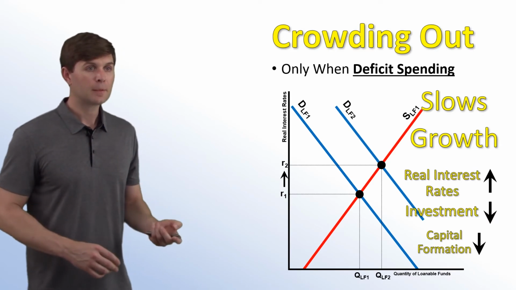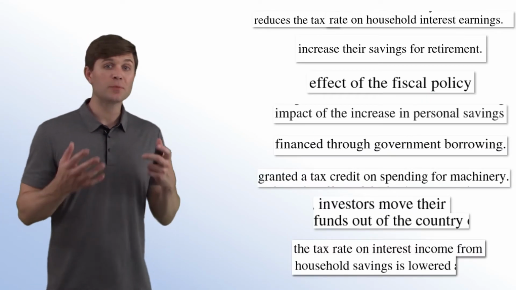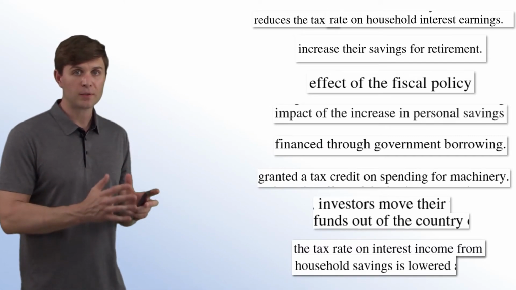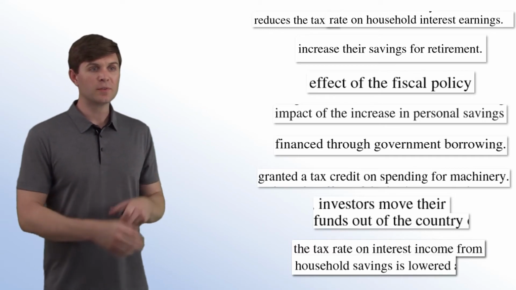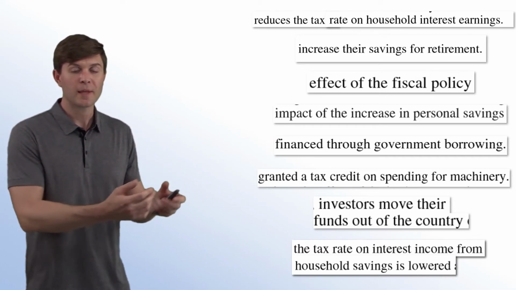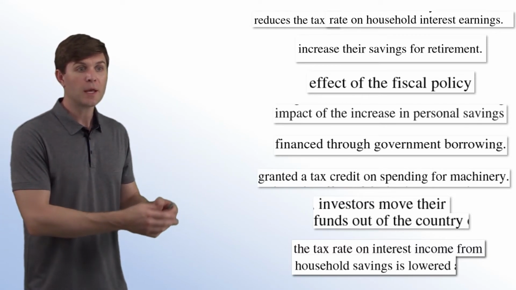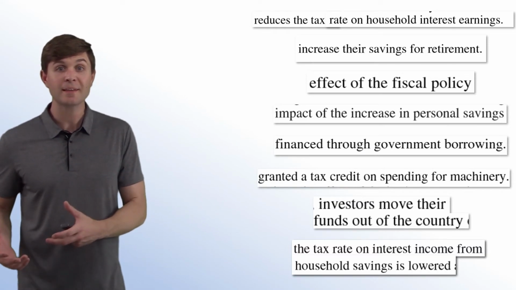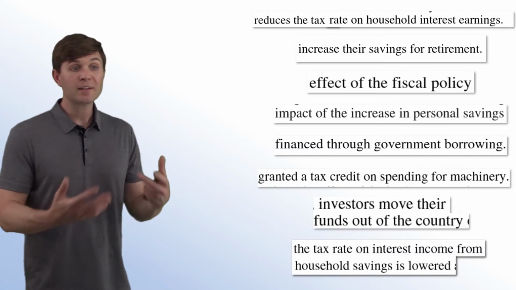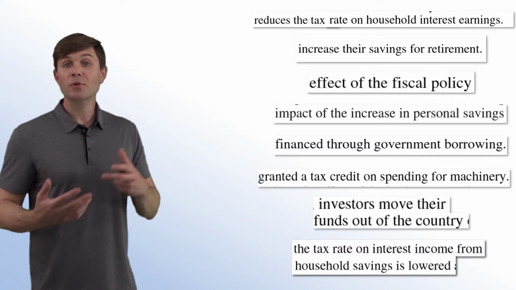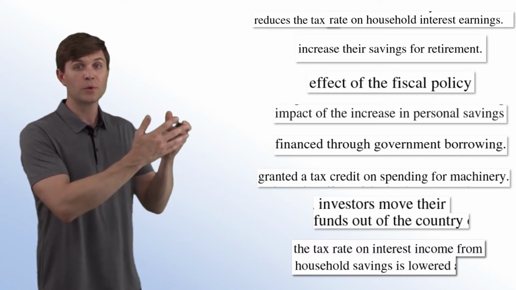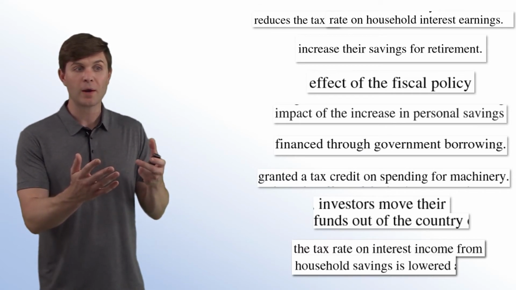All right, a few different terms that have come from FRQs throughout the years that are part of a loanable funds question. So, reduces the tax rate on household interest earnings. That means I want to save more. That means supply of loanable funds is going to go up. Increase savings for retirement. Anything that's increasing savings is shifting supply of loanable funds to the right. Effective fiscal policy. If there is deficit spending, that means demand for loanable funds is going to go up, and real interest rates are going to increase as well. We'll see some crowding out there.